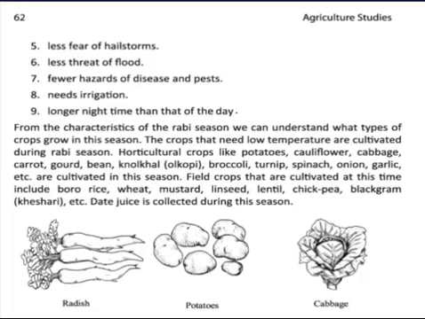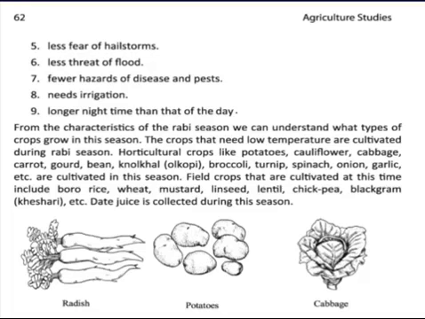And seven, fewer hazards of disease and pests. Fewer means less, and less hazard means less danger of diseases and pests. Pests means destructive insects or other animals that attack crops and livestock. Eight, needs irrigation, because in the winter season there is no rainfall, and that is why we have to give irrigation to our crops. Nine, a longer night than day. At that time, the day is short but the night is longer.